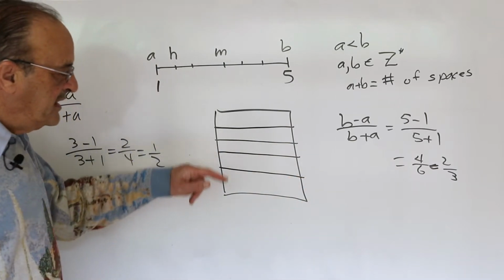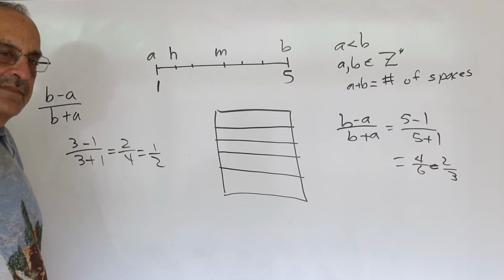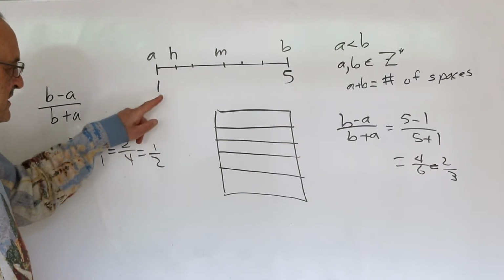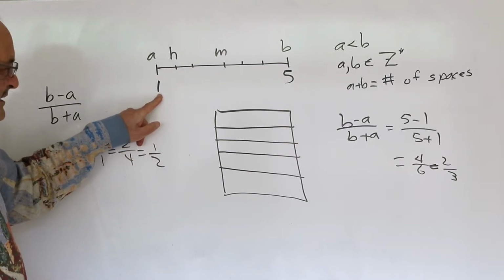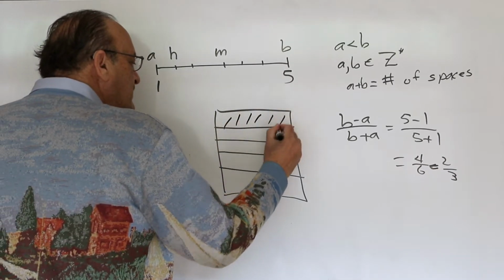So here are my gums, 1, 2, 3, 4, and 5. It's ABC gum. It's already been chewed. This tells you how many pieces of gum have already been chewed. So 1 piece of gum has already been chewed.